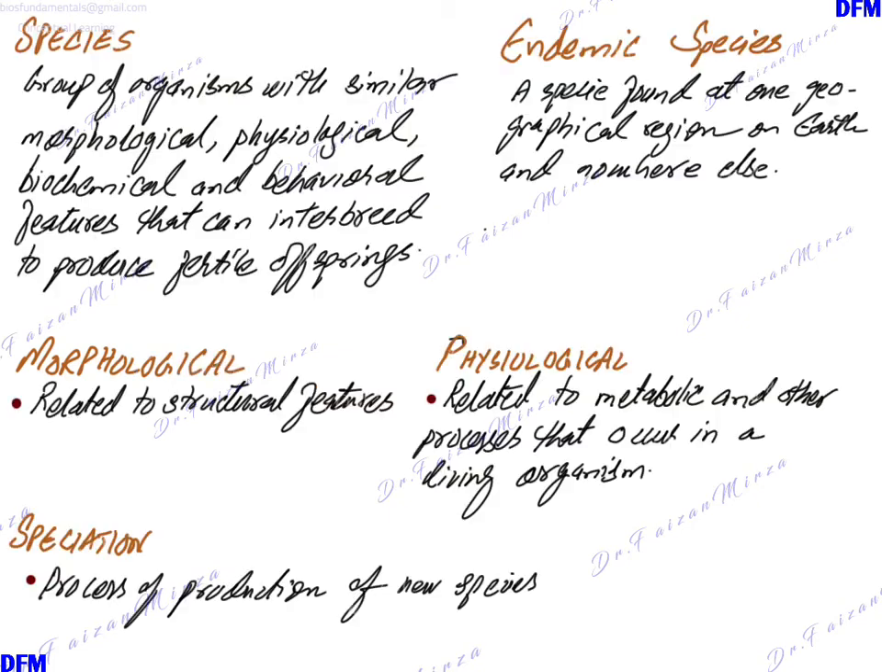When we define species, a species is basically a group of organisms with similar morphological, physiological, biochemical, and behavioral features that can interbreed to produce fertile offspring. What are morphological features? These are structural features. What are physiological features? They are related to metabolic or other processes that occur in the living organism. Speciation is the process of production of new species. An endemic species is a species that's found in just one area or region on Earth, and nowhere else. We discuss reproductive isolation here as well. What's reproductive isolation? Reproductive isolation is the inability of two groups of organisms to breed. And when they cannot breed with one another, they cannot yield offspring.